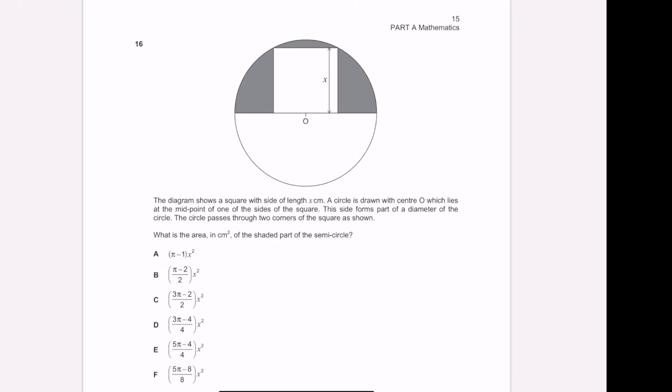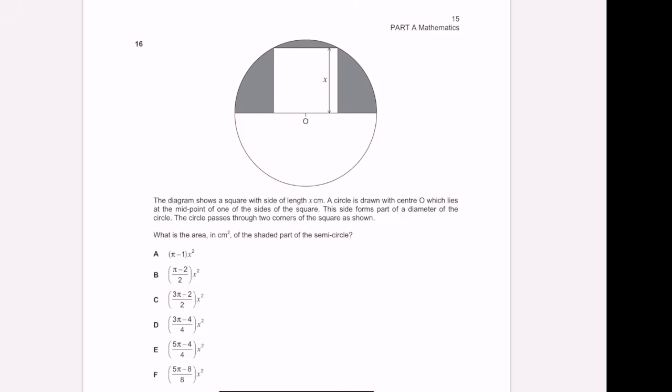Question 16. The diagram shows a square with side length of length x centimeters. A circle is drawn with center O, which lies at the midpoint on the sides of a square. A side forms part of the diameter of the circle. The circle passes through 2 corners of the square as shown. What is the area in centimeters squared of the shaded part of the semicircle?